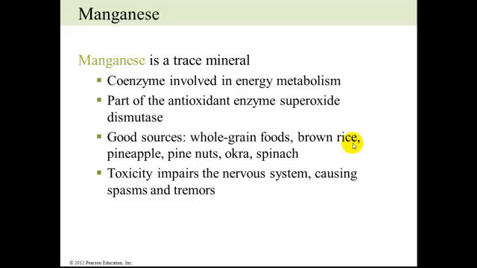Now, manganese is also a trace mineral. It is part of a coenzyme that is involved in energy metabolism. It's also part of the antioxidant enzyme superoxide dismutase, which we looked at in one of the previous chapters when we talked about oxidation and antioxidants. Manganese is also important in the formation of urea, which is the primary component of urine when we're ridding our body of nitrogenous wastes.